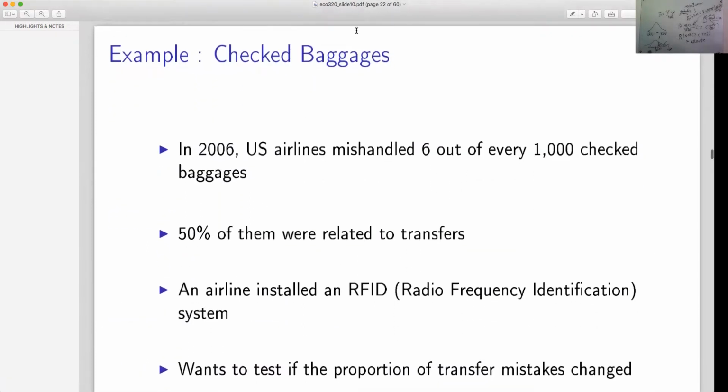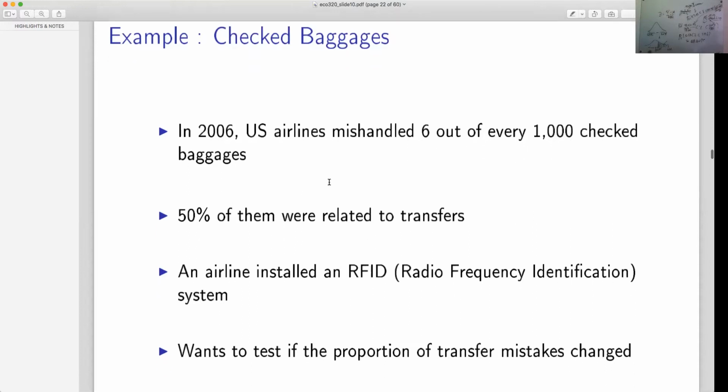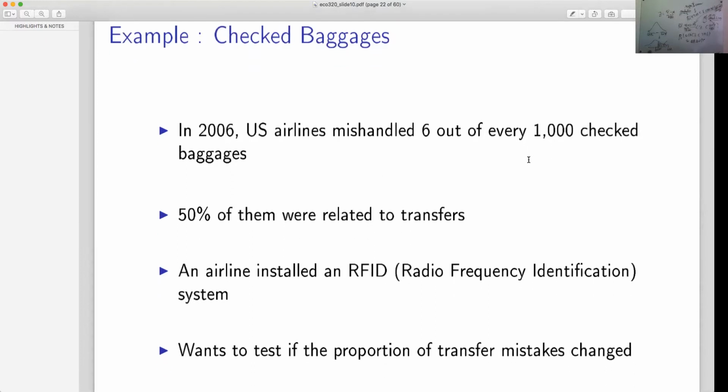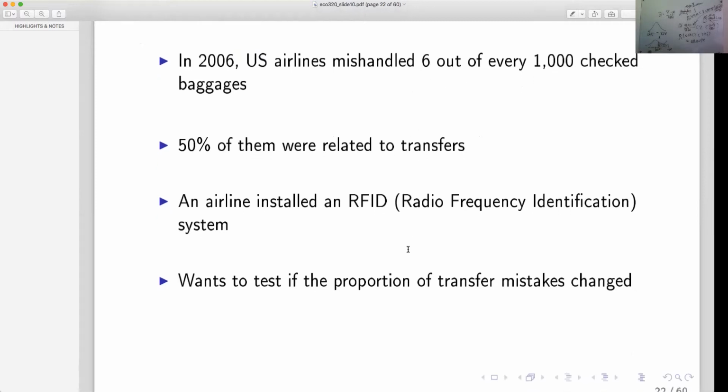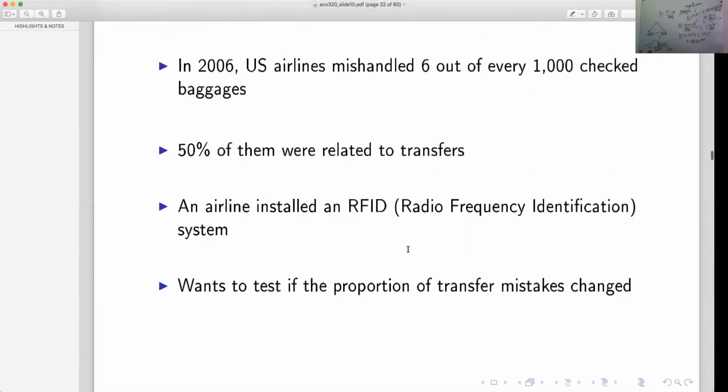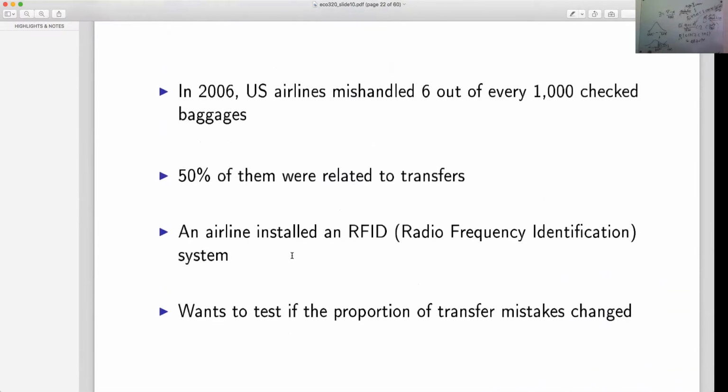So let's do some kind of example here. Okay, let's do this example together. In 2006, US airlines missed 106 out of every 1,000 checked packages. I don't know whether you guys have experience losing baggage, but it actually happens quite often. 50 of them were related to transport. So an airline installed a new system and wants to test if the proportion of transport mistakes changed. In other words, whether this new system is working or not. This is basically what they are testing.